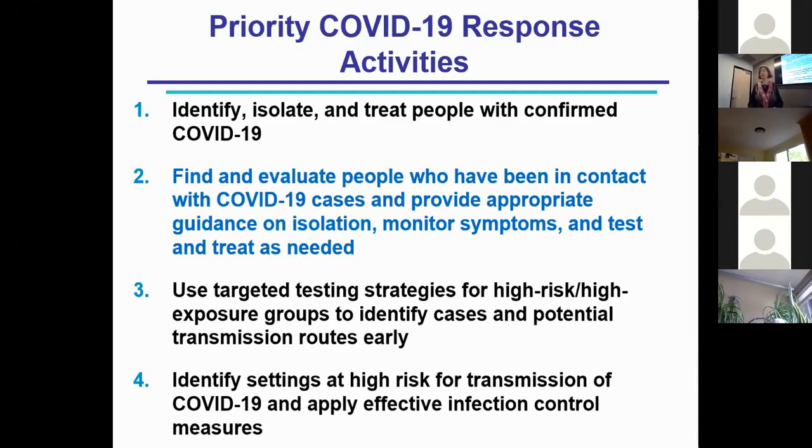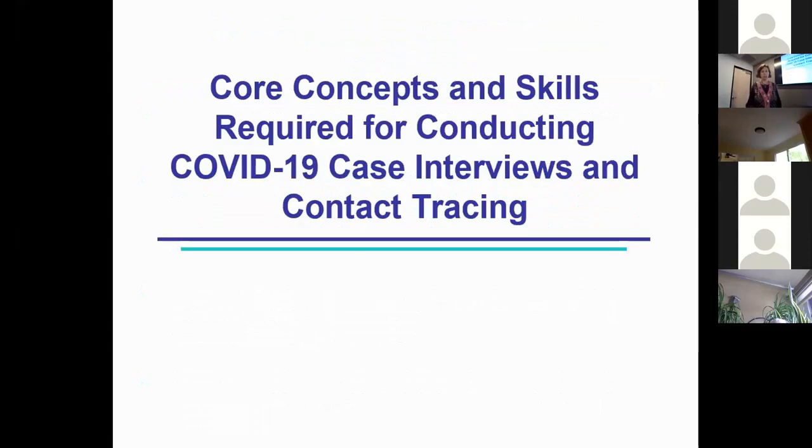That's nice to do if we have the time and we have the resources. And then identifying settings at high risk, such as nursing homes, and making sure that we're applying effective infection control to try to prevent any sort of outbreaks in those settings. And what we're really talking about today is number 2. So we're not going to cover the other ones very significantly, but we'll touch on them.